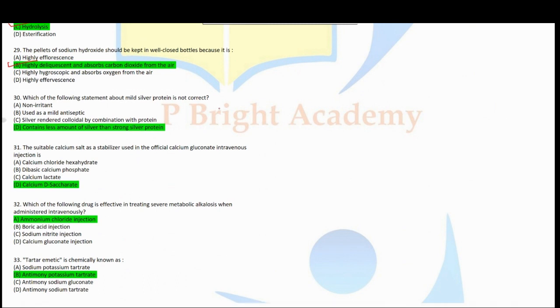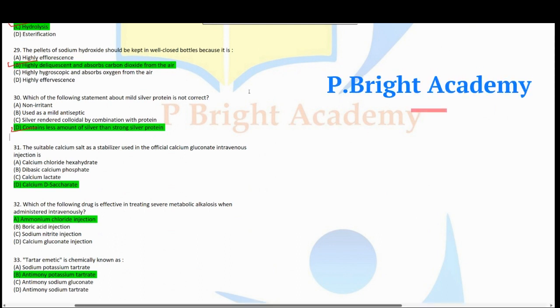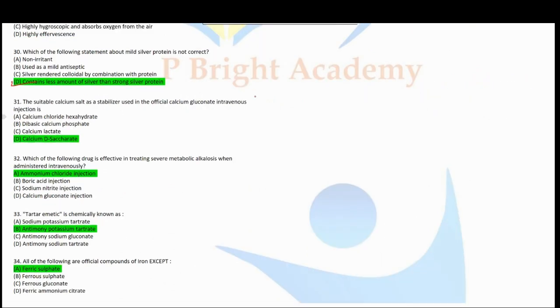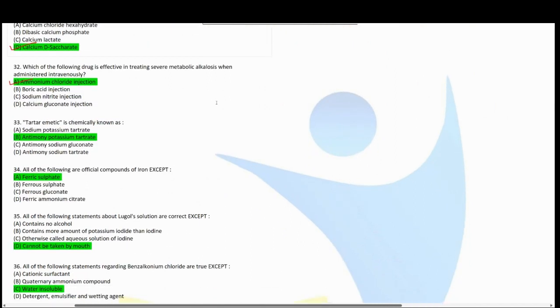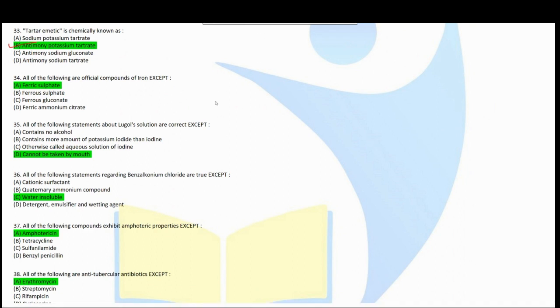Which of the following statements about mild silver protein is not correct? Option D, that is containing less amount of silver than strong silver protein. Option D is the right answer. The suitable calcium stabilizer salt used in the official calcium gluconate intravenous injection is option D, calcium saccharate. Next question: which of the following drugs is effective in treating severe metabolic alkalosis when administered intravenously? Option A, ammonium chloride injection, is the right answer. Tartar emetic is chemically known as antimony potassium tartrate. Option B. All the following are official compounds of iron except ferric sulfate. Option A is the right answer.